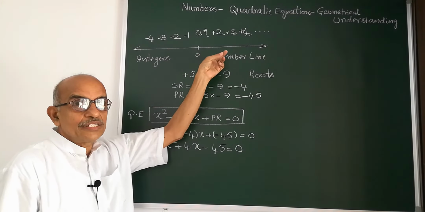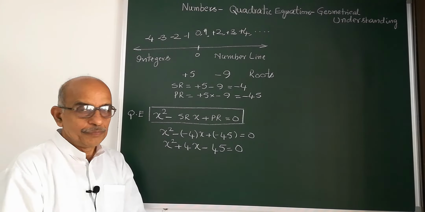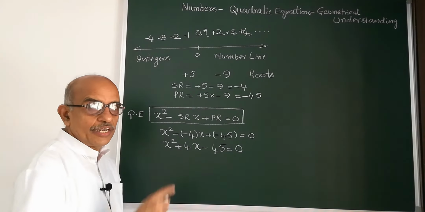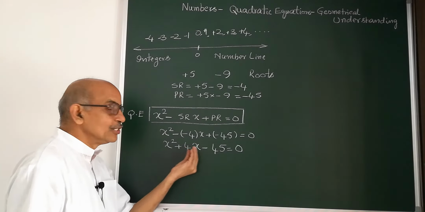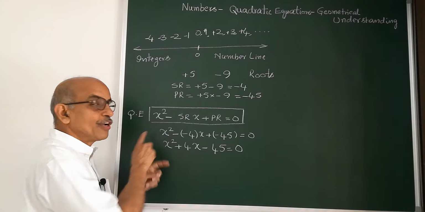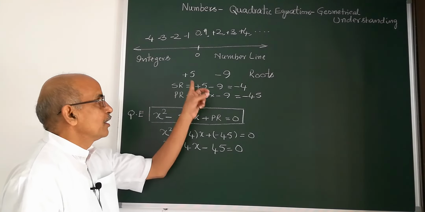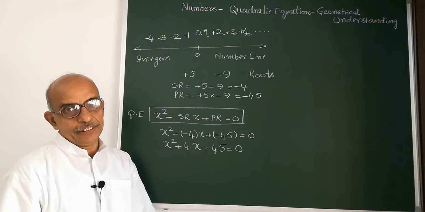We have taken the answer and started from the answer, and framed the quadratic equation. Now we will solve this quadratic equation and find out the values of x. Two values we will get, because it is a power 2. Two answers will be there, and those two answers should be plus 5 and minus 9.